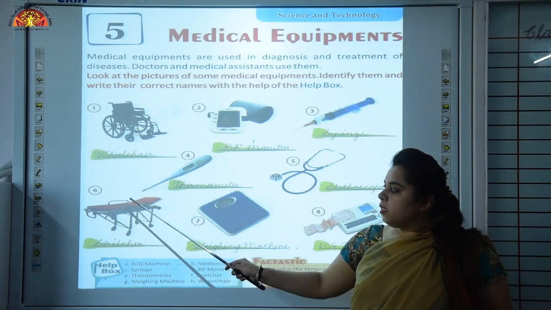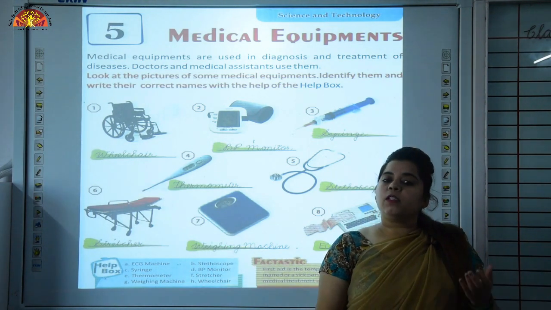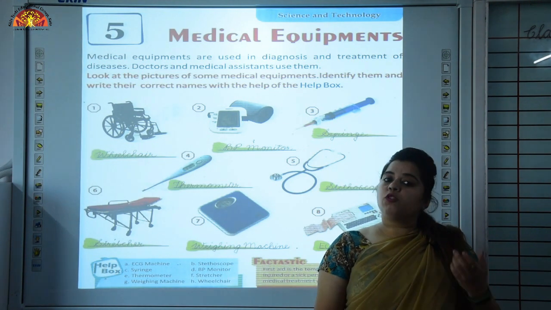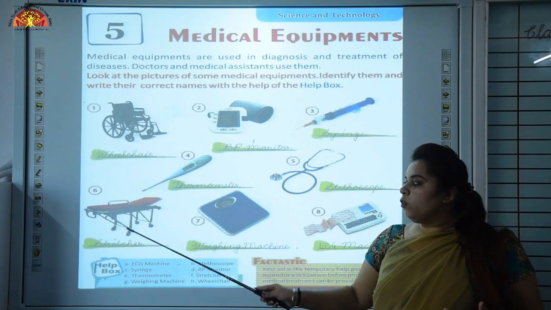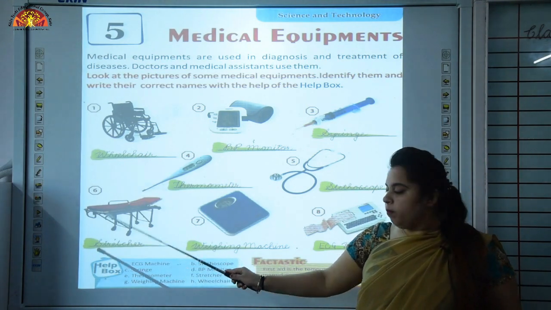This is a picture of a stretcher. This equipment is used when a patient is not able to move. So, we use this equipment. We will write stretcher over here.